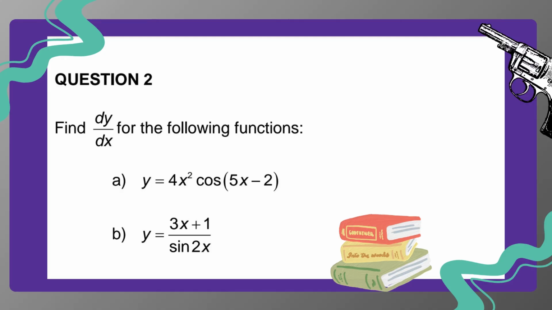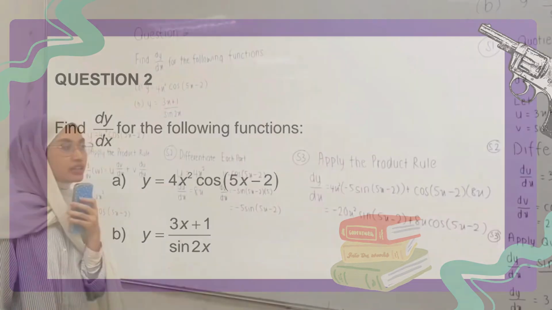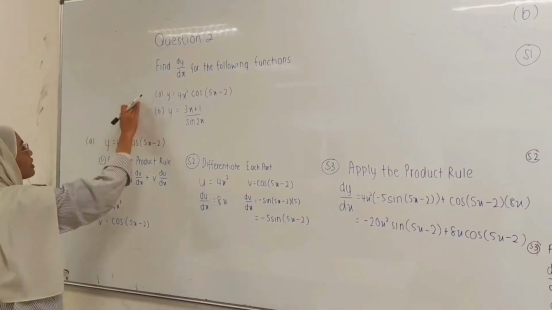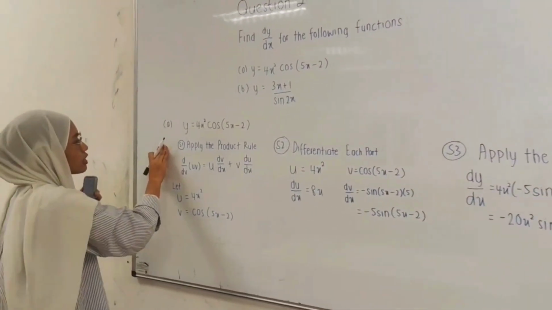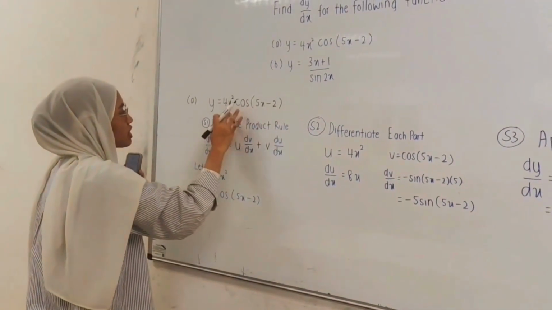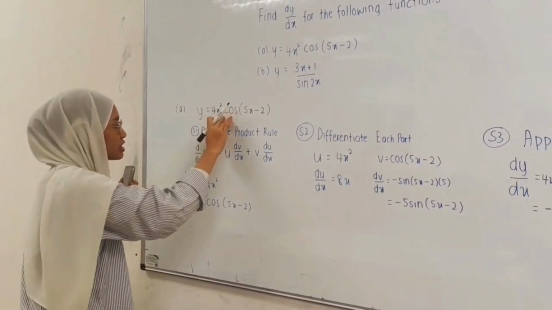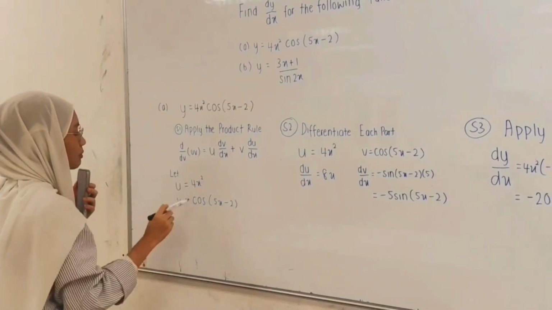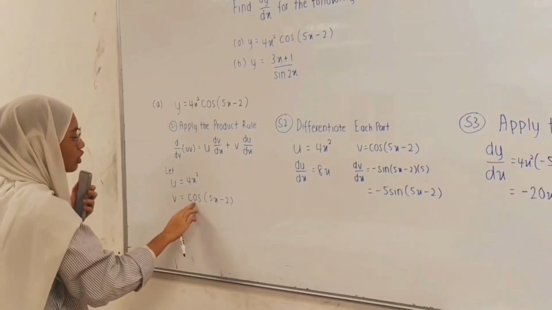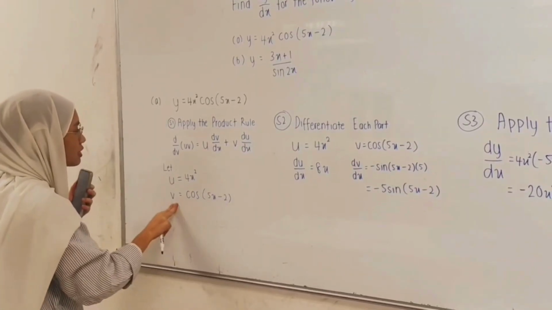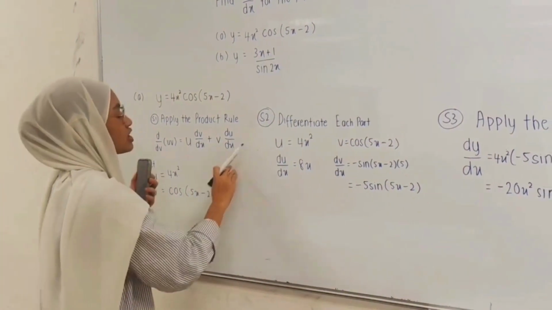This is question 2, presented by Damia. Hey guys, I will proceed with question 2A and B. For question A, we will be using product rule because the relationship is multiplication. I will assign 4x to the power of 2 as u and also cos(5x minus 2) as v. And we will differentiate each part.